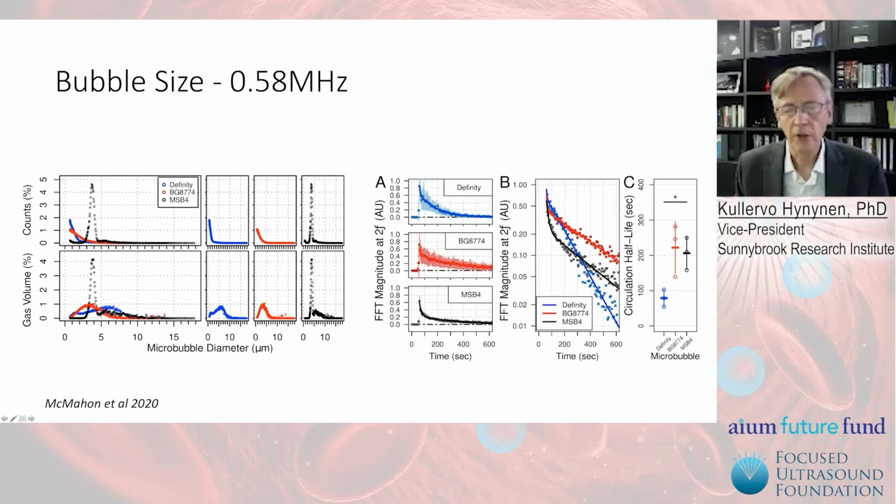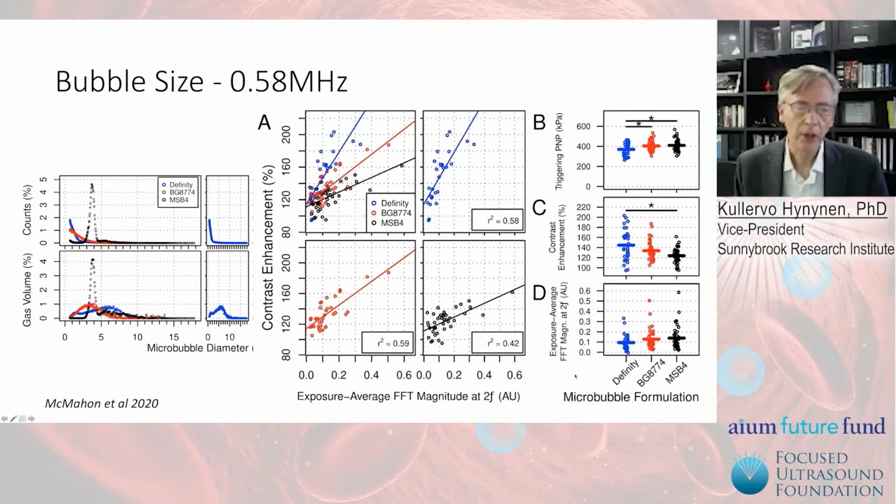So here you can now see the second harmonic emissions during sonications. You can see decay times and see that the experimental bubbles seem to last longer in circulation than the Definity that is decaying pretty fast. And also the 4 micrometer bubbles initially seem to have less signal, but they also seemed to last longer. The half-life seemed to be similar to the 2 Bracco bubbles.